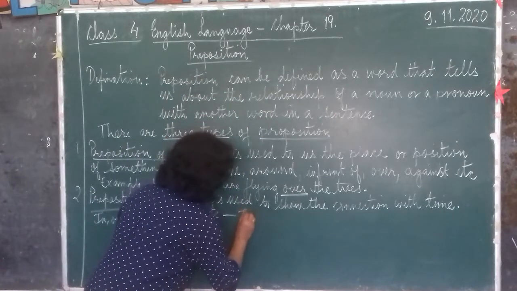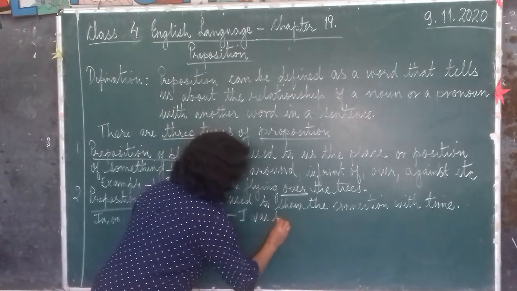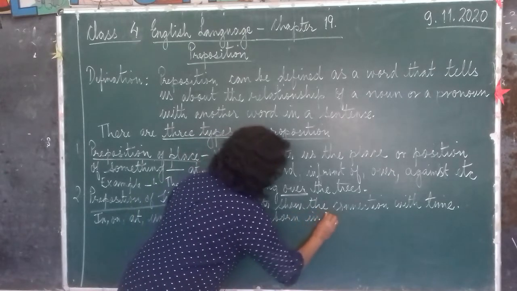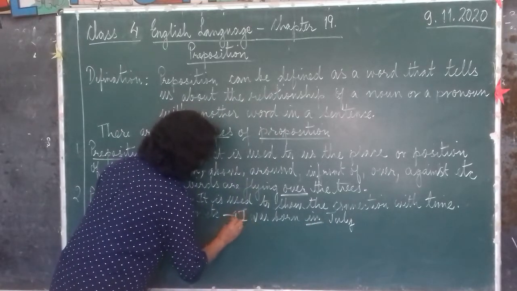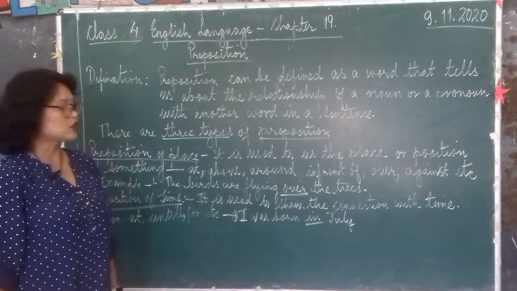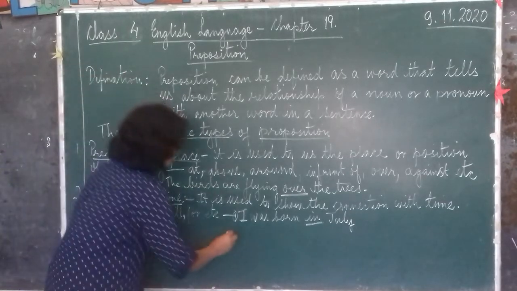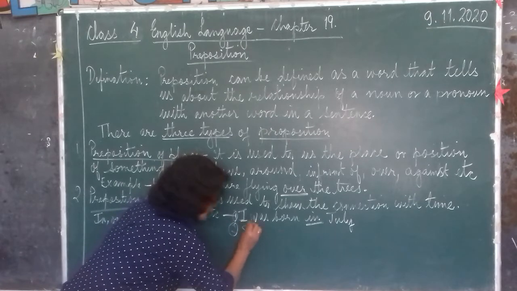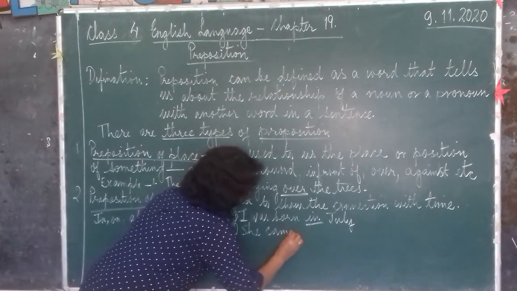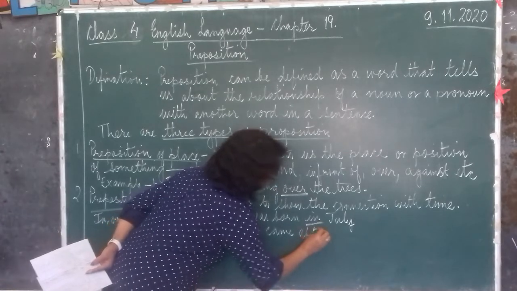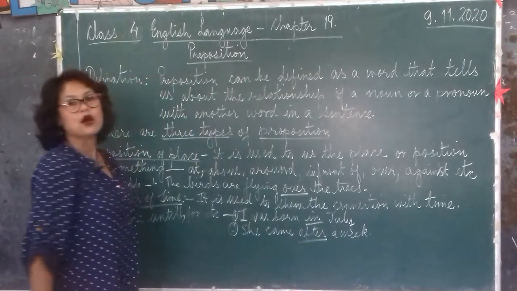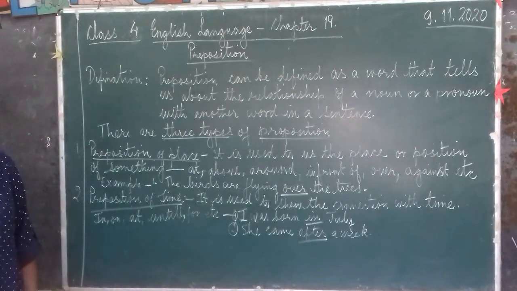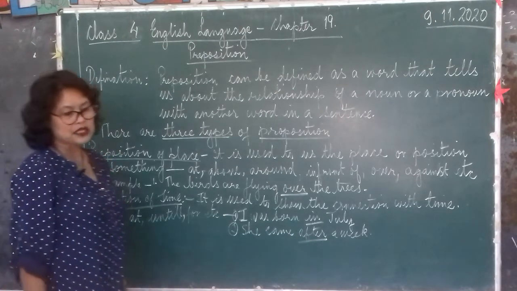So, example, let me write here. I was born in July. In July. In is a preposition here. I was born in July. You cannot say I was born on July. I was born in July. Number two, she came after a week. You can't say she came since a week. The correct preposition is, she came after a week. So this is the preposition of time.